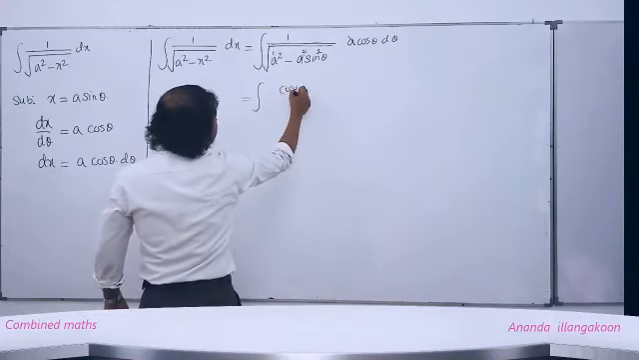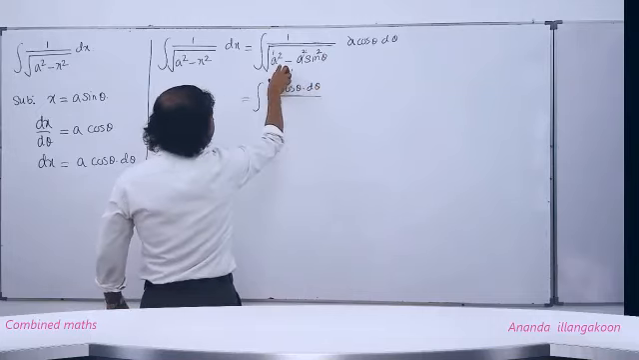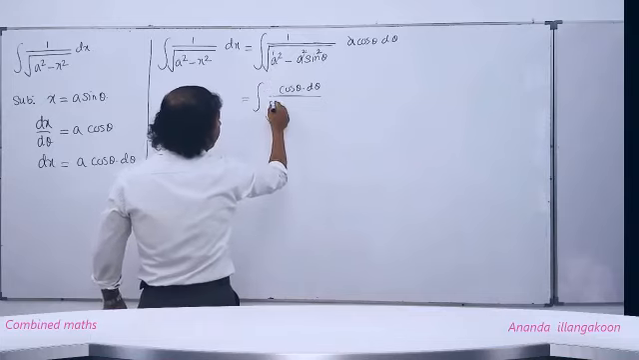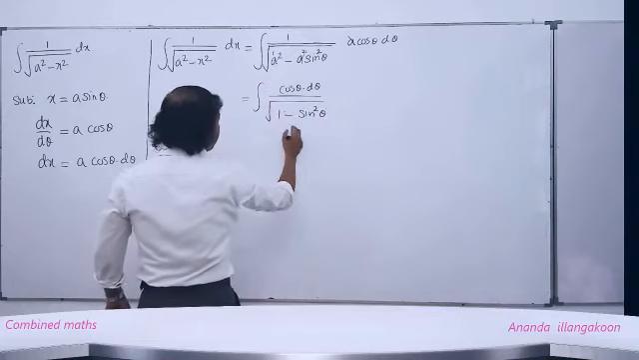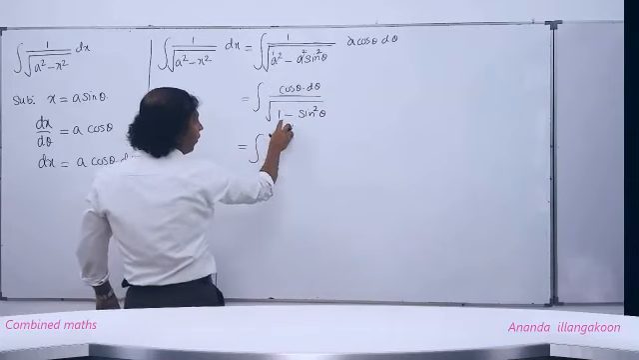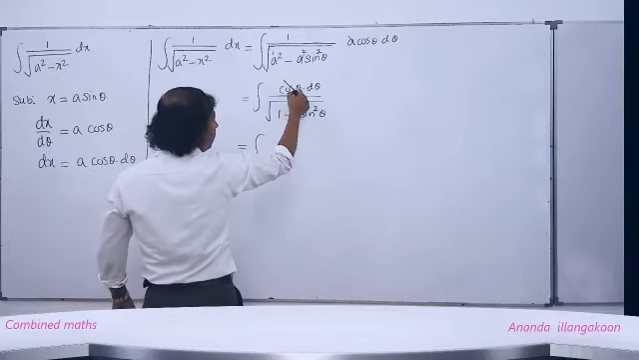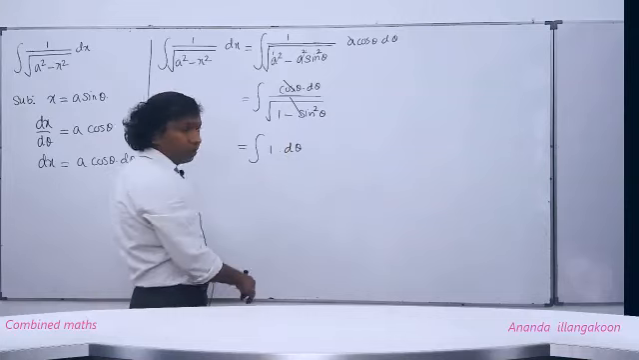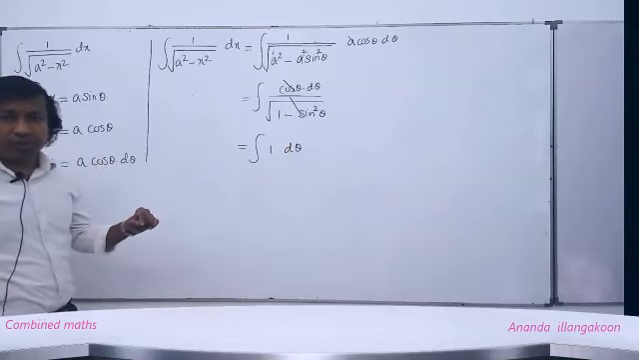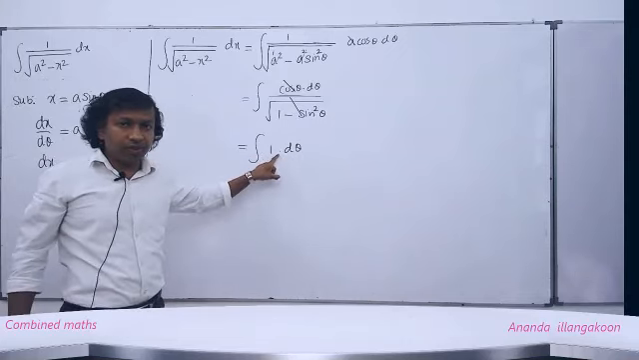Now, what do we have, people? Numerator cos theta d theta, and denominator, what do we have? Square root of 1 minus sine squared theta. 1 minus sine squared theta is, people, cos squared theta. Its root is cos theta. Cos theta and this we can cancel down like this. We have 1 d theta. Integral of 1 with respect to x is, people, x. But here we have integral of 1 with respect to theta. Therefore, this answer is theta.